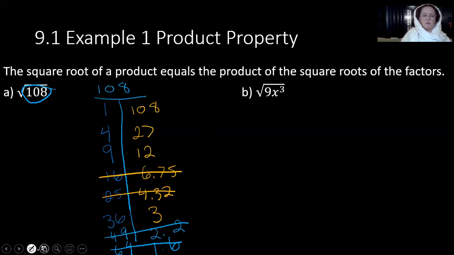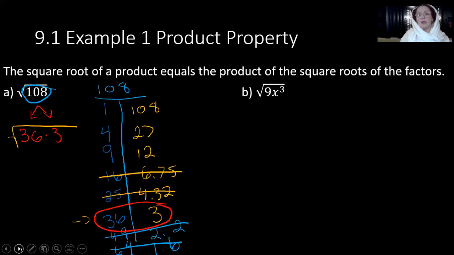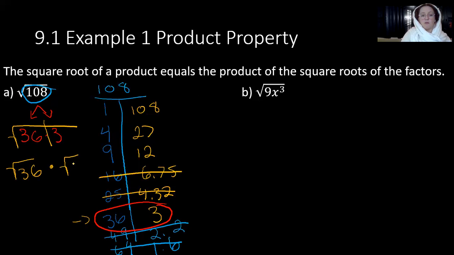All right, so now we're going to figure out which one is our biggest perfect square that fits in. And that's going to be this guy here, that 36. So what the product property says is that the square root of 108 is going to be exactly the same as if I was to split this into 2 factors. Because 108 is really 36 times 3, right? That's what we said down here. So the square root of 108 is the same thing as the square root of 36 times 3. The product property lets us split this apart right here. So we're going to say the square root of 36 times the square root of 3.